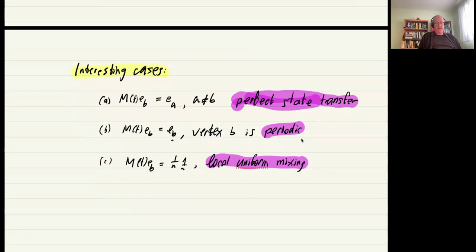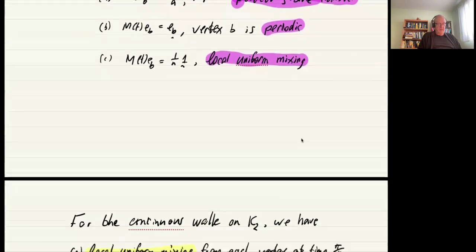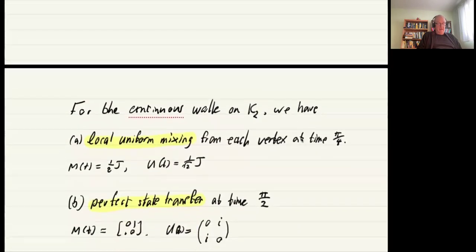So they're the three interesting cases: perfect state transfer, periodic, and local uniform mixing. For the time being, I'm going to focus on the first two. And as I said, even if all you really care about is this, you're going to be forced to look at this. Now, there are other interesting cases. There's pretty good state transfer and fractional revival and things like this, but I won't be going into that for a long while, if I do get to it.